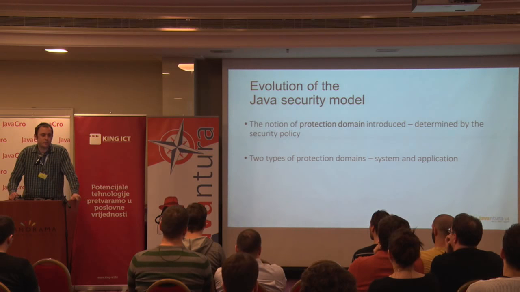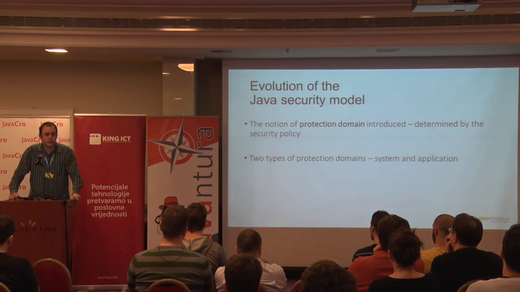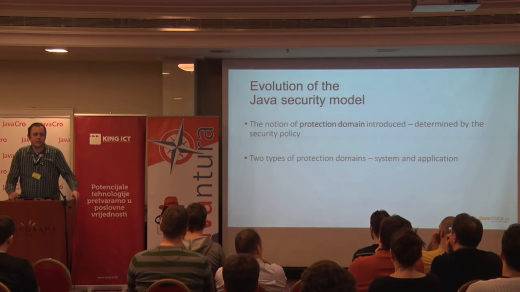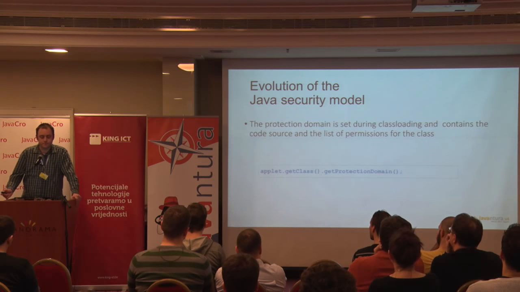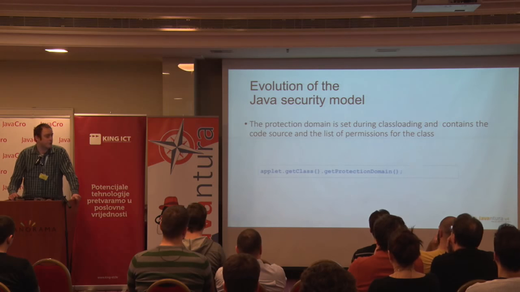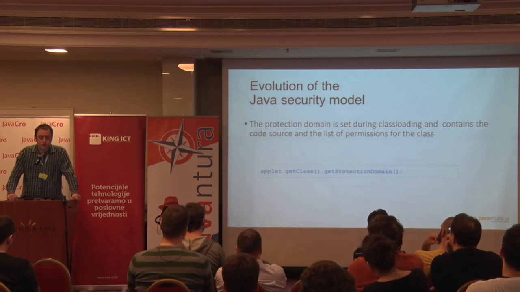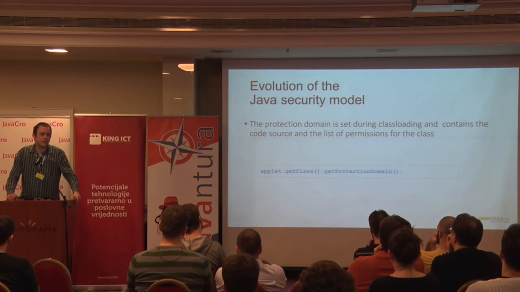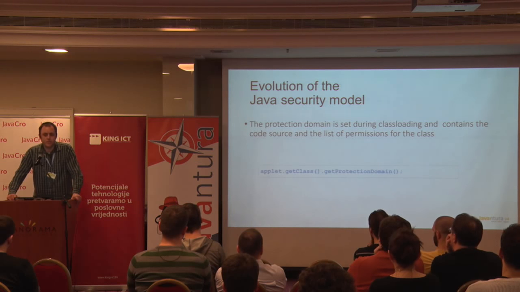And we have two types of protection domains. The system protection domain, which is essentially the classes of the JVM, and the application protection domain, which are the classes of your application and the libraries that you use. If you want to get the protection domain from any class in your application, you can just call .getClass().getProtectionDomain(). From that protection domain, you can get the location where that class is loaded from, and also the set of permissions that apply to that particular class.